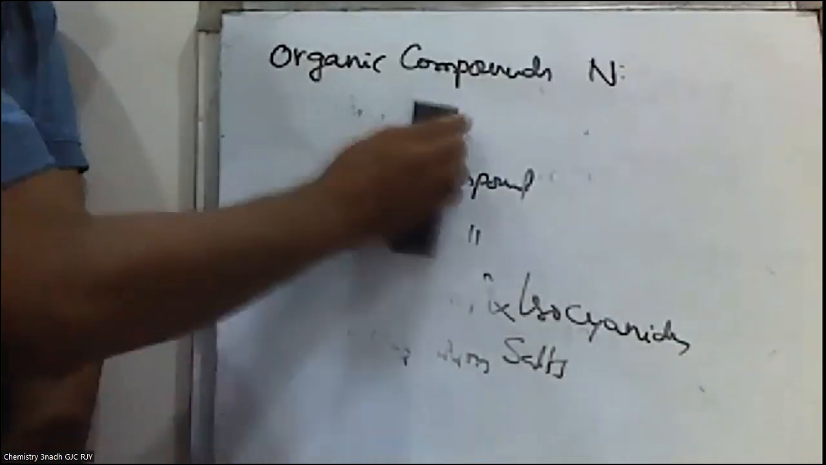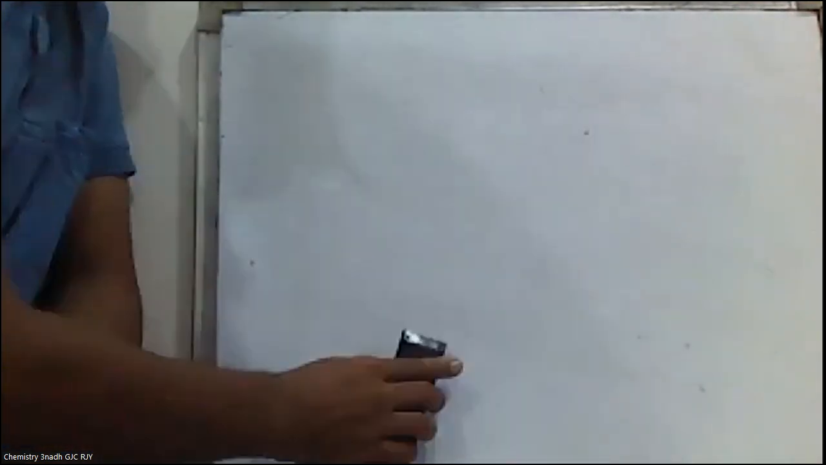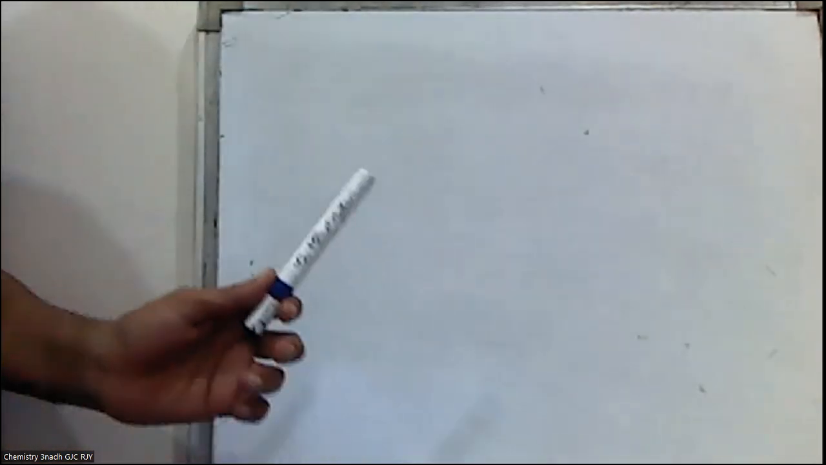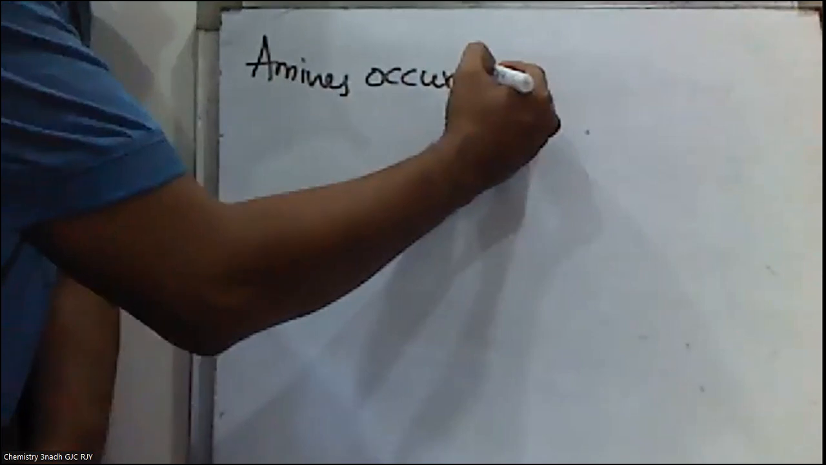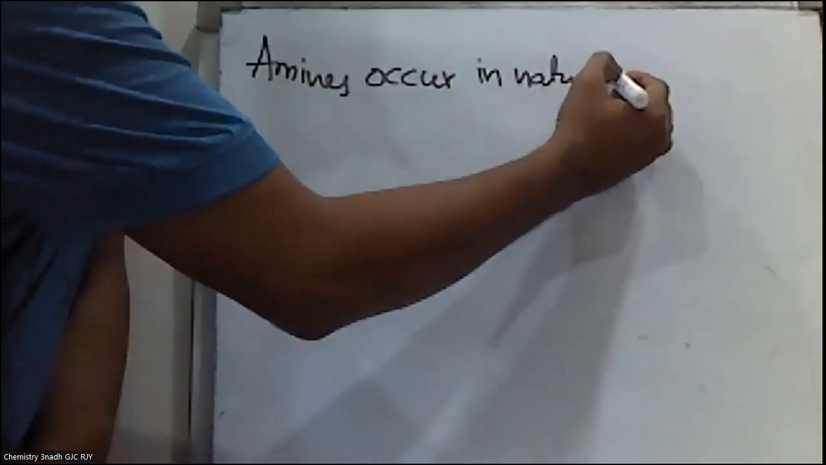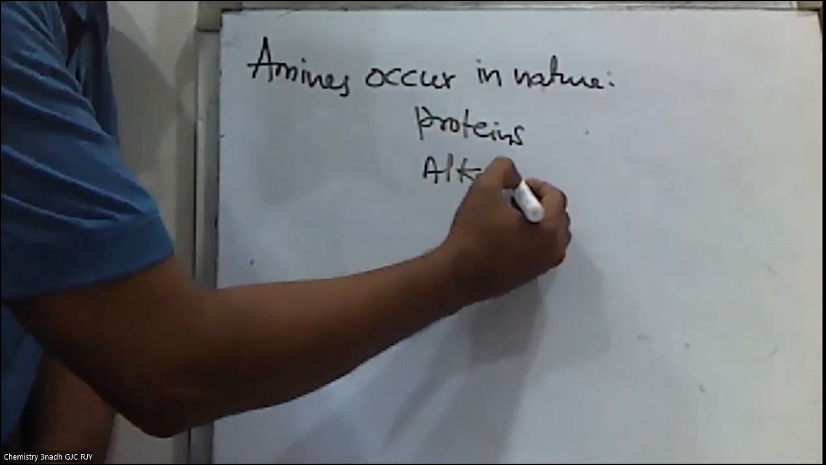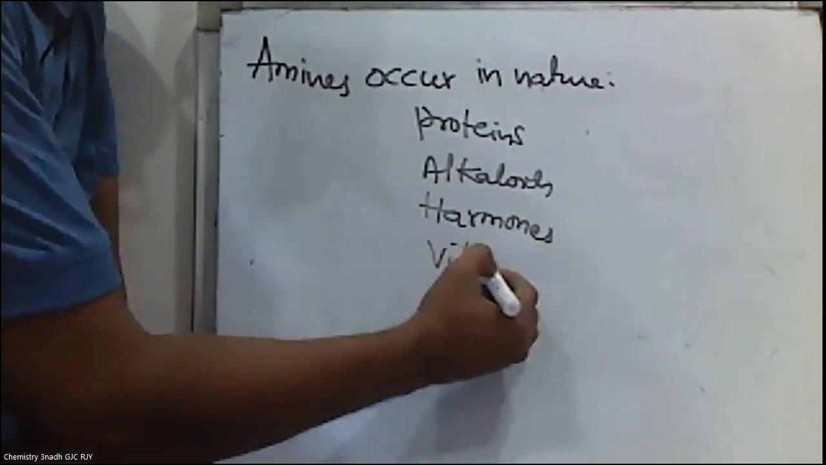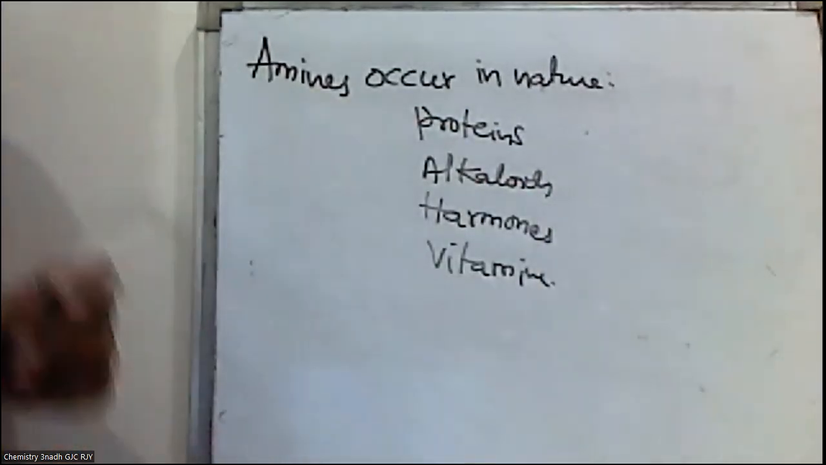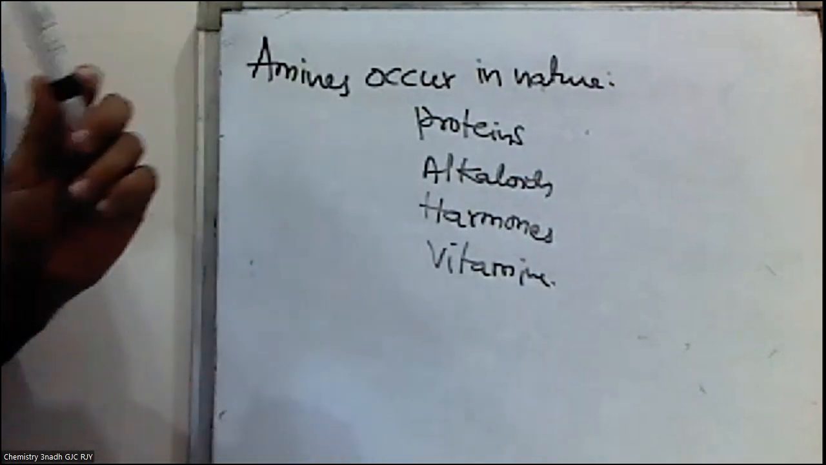These organic compounds containing nitrogen occur in nature as well as being introduced into the environment by means of synthetic preparation methods. For example, amines occur in nature as proteins, alkaloids, hormones, and vitamins.